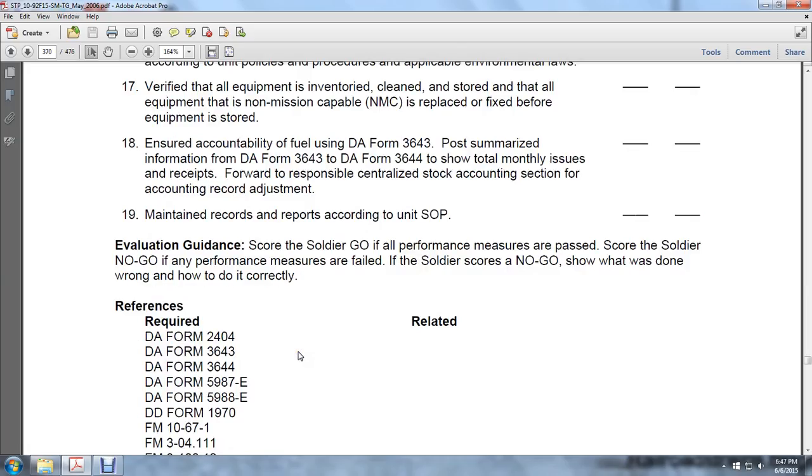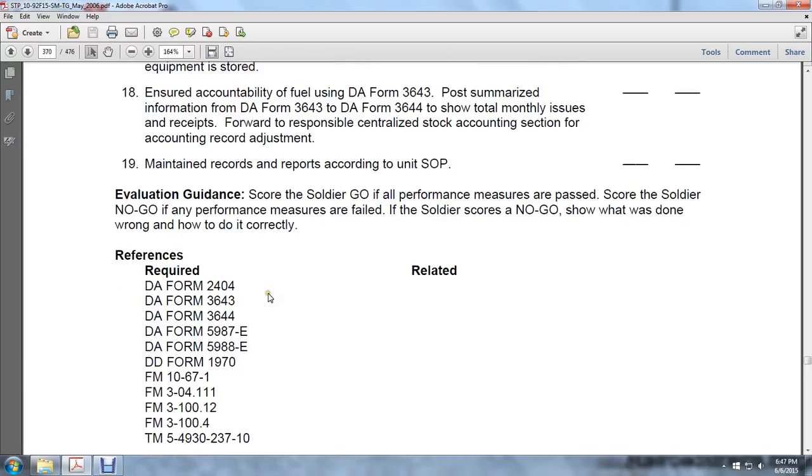Score the soldier Go if the soldier passed. Score No-Go if failed. If scored No-Go, tell the soldier what was done wrong and correct the doing. References: DA Form 204, DA Form 3643, DA Form 3644, DA Form 5987-E and 5988-E, DOD Form 1970, Field Manual 10-67-1, Field Manual 3-0, Field Manual 3-11, Field Manual 3-12, Technical Manual 5-4930-233-7-10.